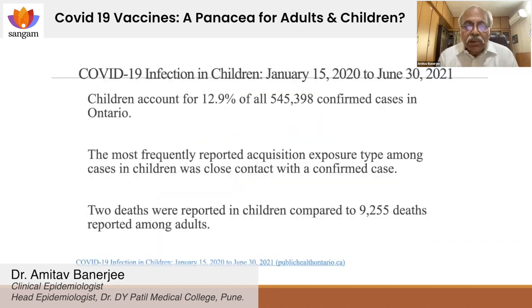So this is, of course, Ontario, as I said, where 12% of those infected were children. Similarly in Canada also, 12%. In one state of Canada, for which data is available in the public domain, there were more than 9,255 deaths in adults, and there were only 2 deaths in children compared to almost 9,000 in adults. So child death is very rare, and many children die for so many other causes.